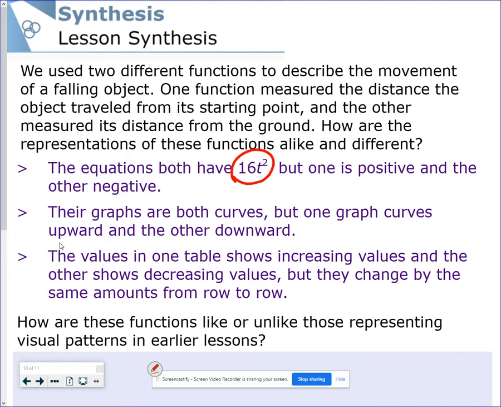Both of them are curves. They could be curving upward or downward, depending on if we're looking at how far it's fallen or how close it is to the ground. And every time that distance is increasing, regardless of if we've got an upwards graph or a downwards graph, it's still going to be increasing.